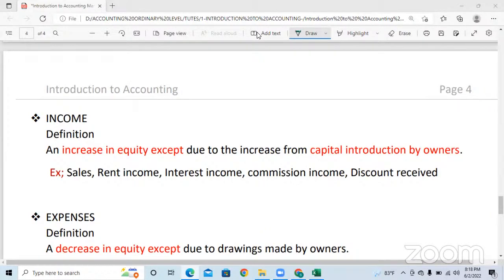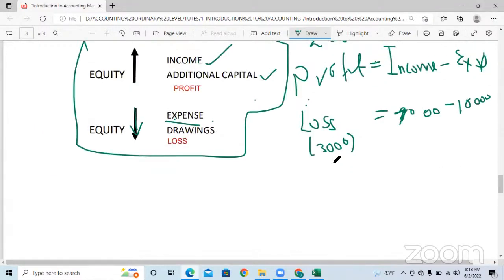You get what I'm saying? Drawings is where the owner is taking money for his personal use. It can be money, it can be goods. Expense is something you spend on day-to-day business activities. Okay, guys, we'll stop it here.